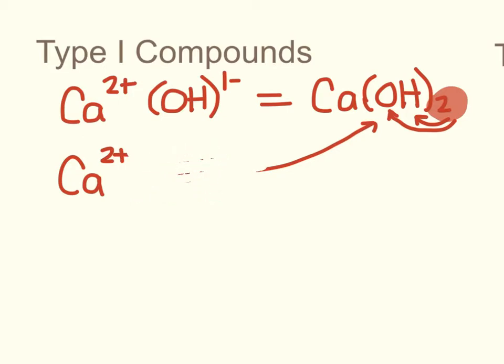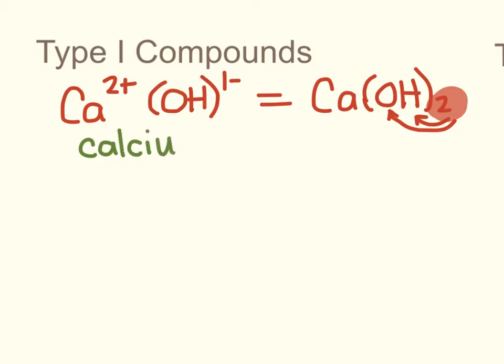All right, now we need to name it, because that's one of the other purposes of this, to show how to name things. Again, it's type 1, so when we're naming, we're just going to write down the name of the metal, so calcium. And we're going to then just write down the name of the polyatomic. In this case, we have hydroxide. So Ca(OH)2 is calcium hydroxide.